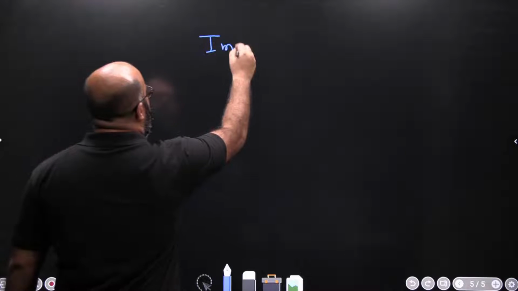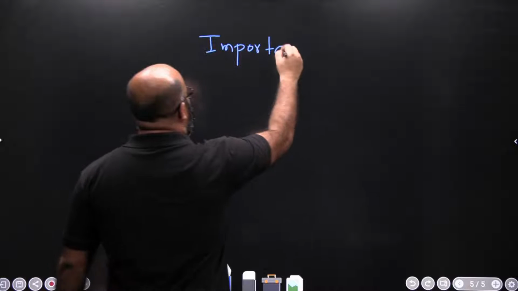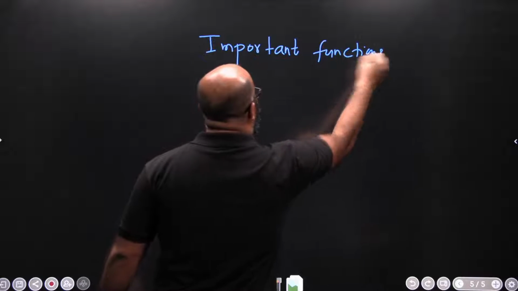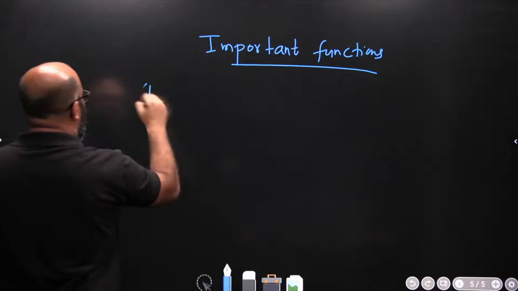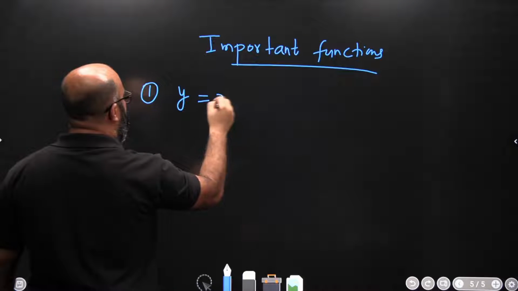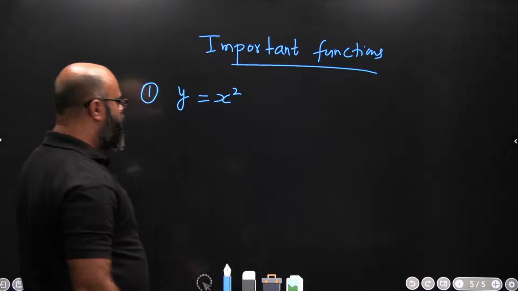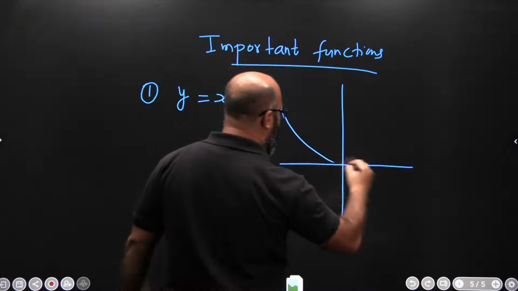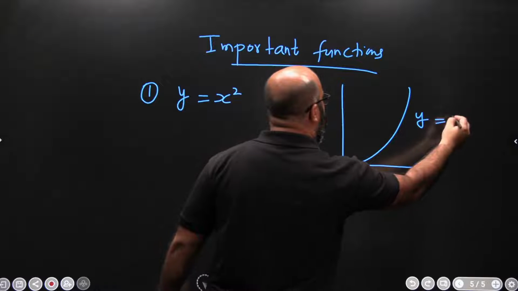First of all, we talk about a function which is an algebraic function, y is equal to x square, and this is a function whose graph is something like this. It is an upward opening parabola. Y is equal to x square.